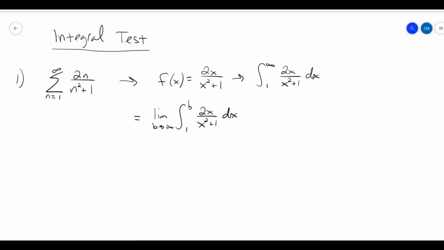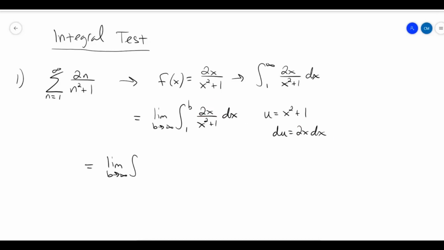Change the problem bound, in this case infinity, to some letter, b, and then take the limit as b approaches that problem bound, okay? And so then this particular function, we can make a substitution, u equals x squared plus 1, du equals 2x dx, and you see that we already have the 2x dx here, so we don't have to divide or anything like that. They match exactly, so we just change that 2x dx into du, and then the x squared plus 1 becomes u, and so we get our new integral.